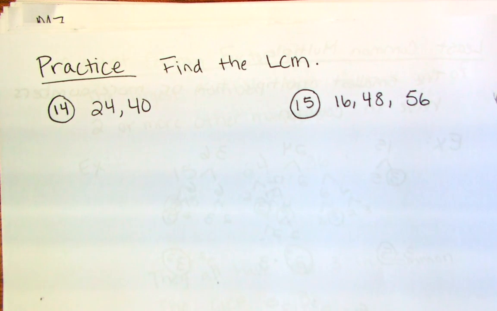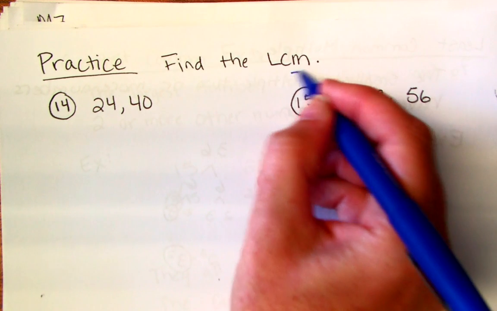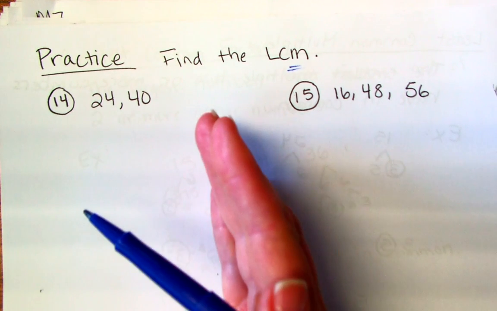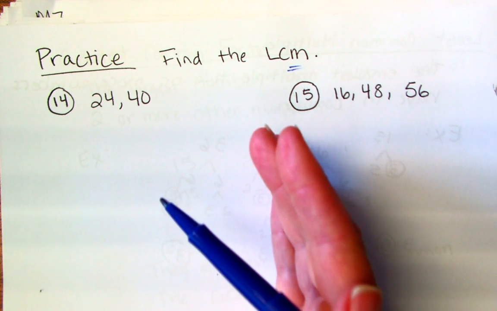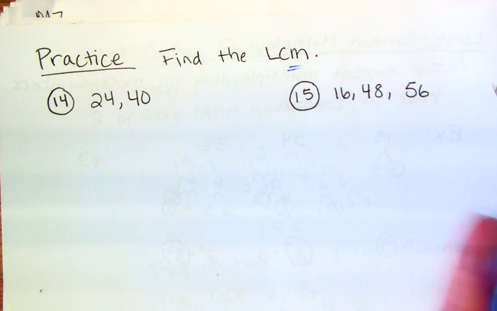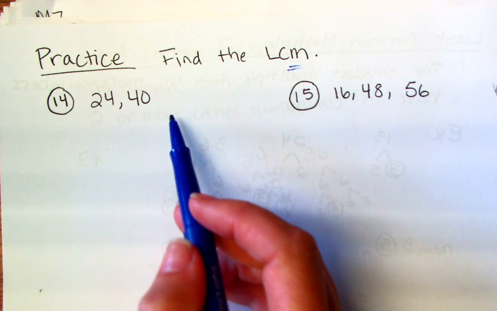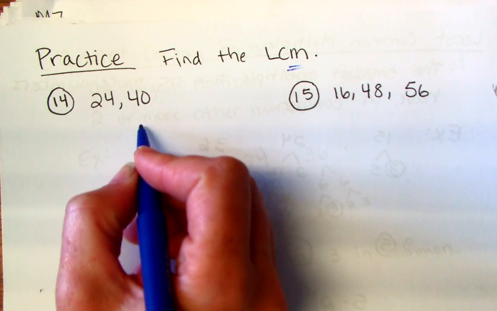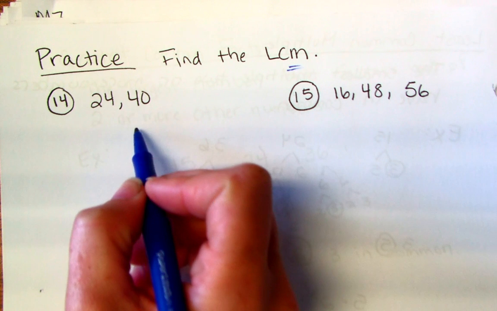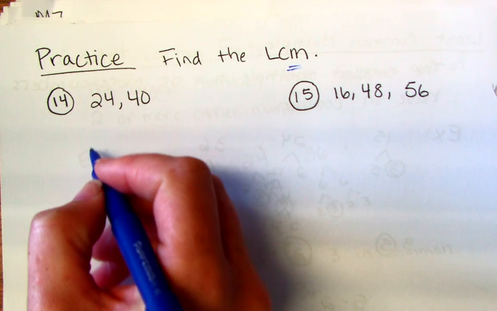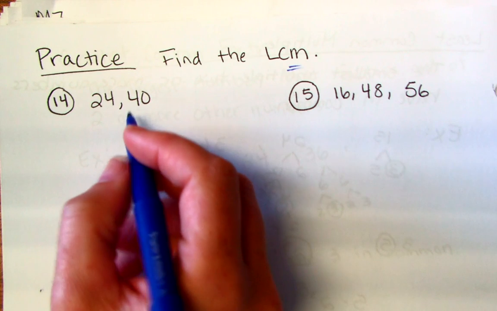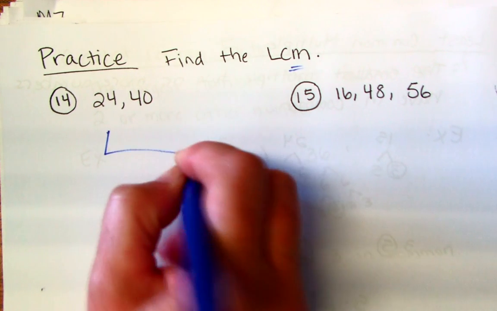Okay, so for number 14, we're going to find our least common multiple. And remember, that means that it's a multiple of that number. So 24, 48, you're going more than the numbers that you have. One of the ways you could do it, you could list out your multiples, 24, 48, and so on. 40, 80, 120. The other way you could do it, though, is by that ladder method that we talked about.